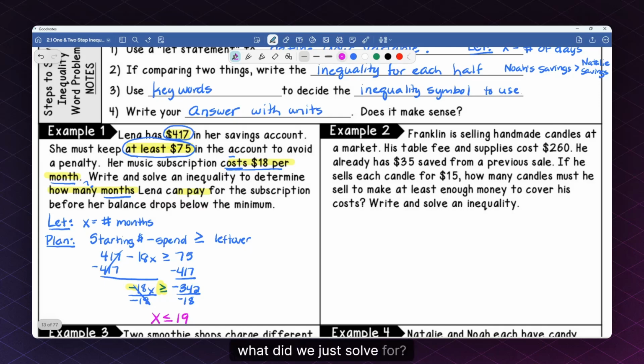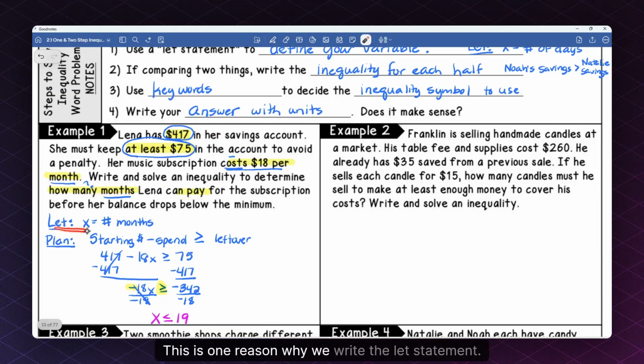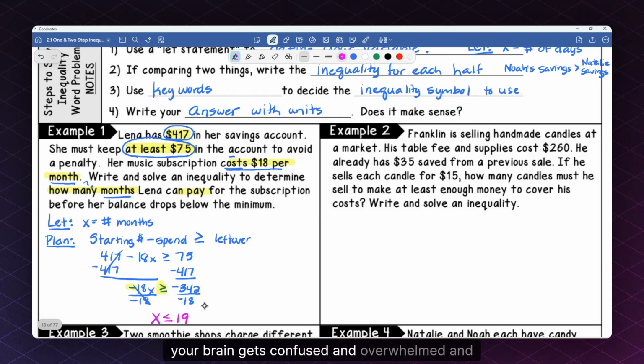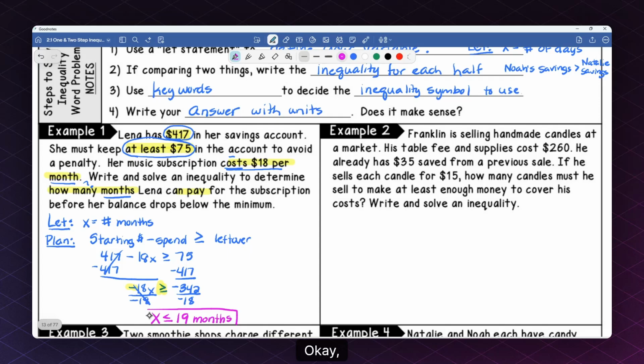Well, what did we just solve for? We solved for 19 what? 19 mules? Like what did we solve here? 19 months, okay? We wanted to know how many months she can pay for. This is one reason why we write the let statement, because by the time you've done all this, your brain gets confused and overwhelmed, and that's why we write it down. Okay, so 19 months. Well, what does this mean? Okay, we solved this, but what on earth does it mean?